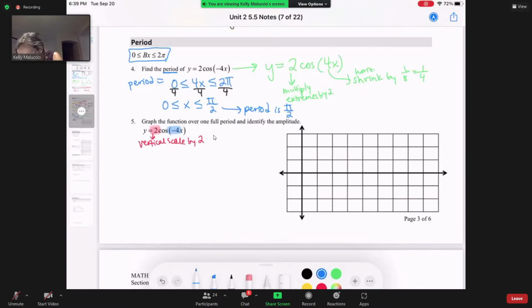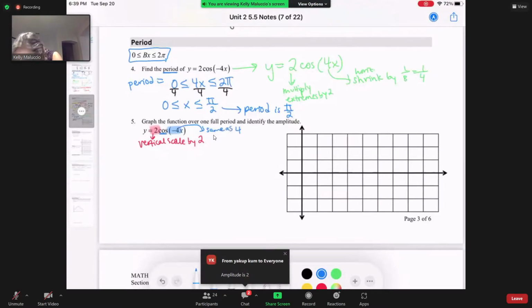And then the -4 is going to be, well, it's cosine, so it's the same as 4, right? Oh, this is the same one as above, so I guess I don't really need to rewrite this, but I guess I will. So same as 4. And it's again the horizontal shrink by 1/4.